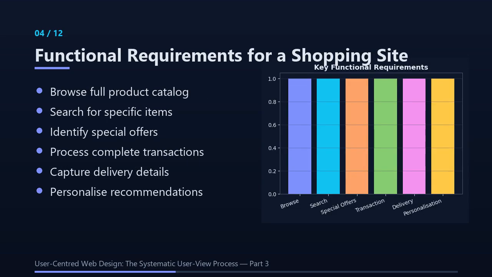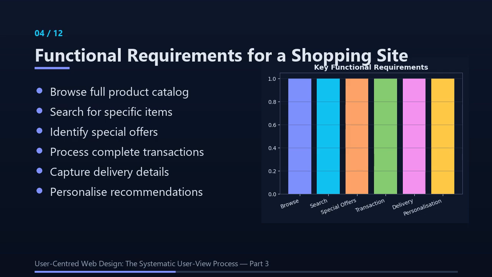Functional requirements translate the abstract goals into concrete capabilities that the system must deliver. In a shopping website, the most fundamental function is allowing users to browse the entire product selection, whether they are looking for a single item or a bundle. Complementary to browsing is a robust search feature that lets users locate specific products quickly. Highlighting special offers and promotions helps drive sales and improves the perceived value of the site.